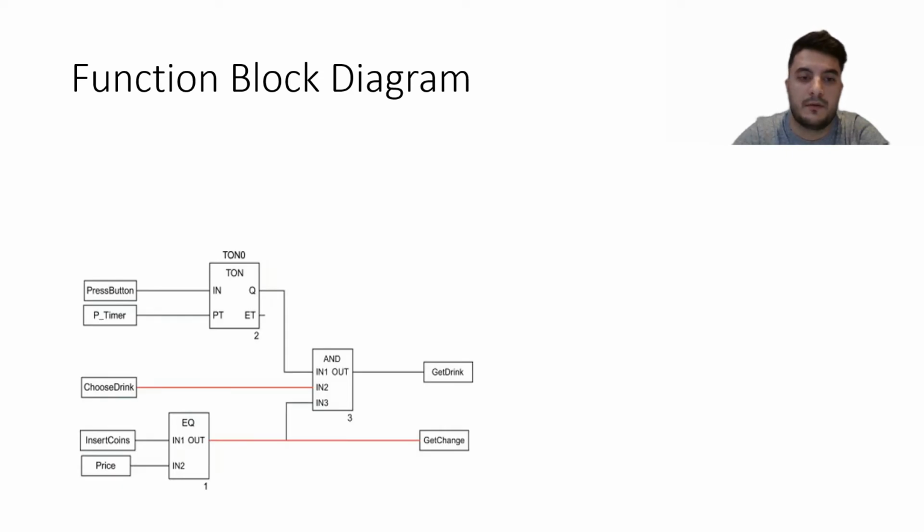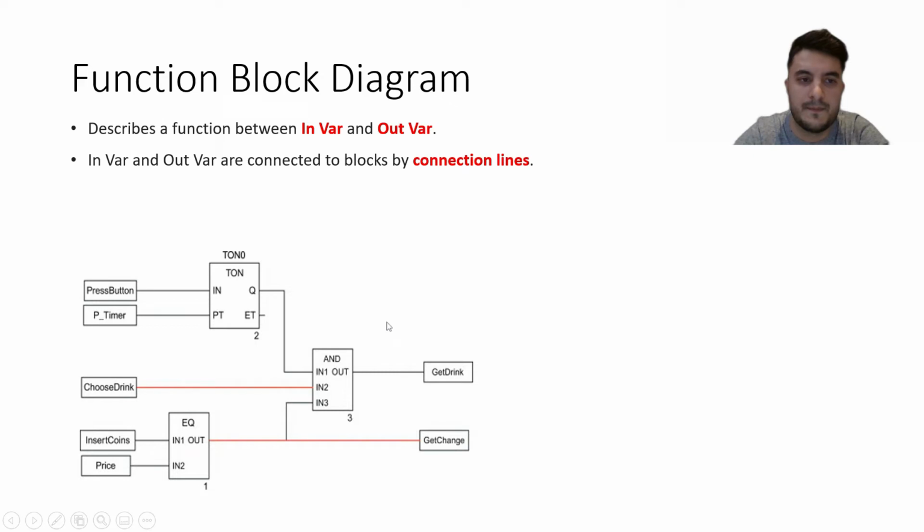So function block diagram looks like these blocks, and it describes a function between input variables and output variables. So these input variables, these are output variables. And input variables and output variables are connected to these blocks by connection lines. So these wirings are called connection lines.